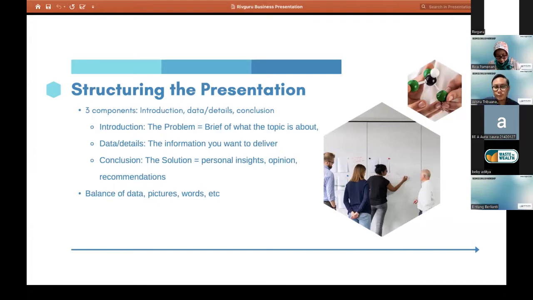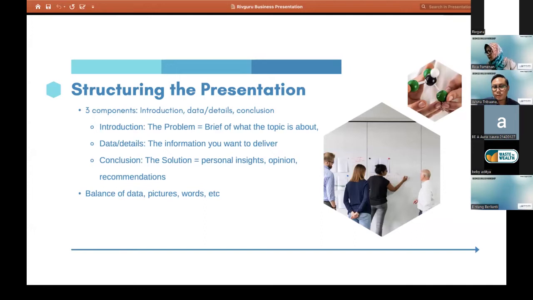Data details, use business metrics to deliver the information you want to deliver. If it's a marketing presentation, write about the market research. If it's financial, profit and loss statements, such as. So in the first part, you introduce an argument, okay? And the last part, the conclusion, you give your solution in the business presentation, yeah?